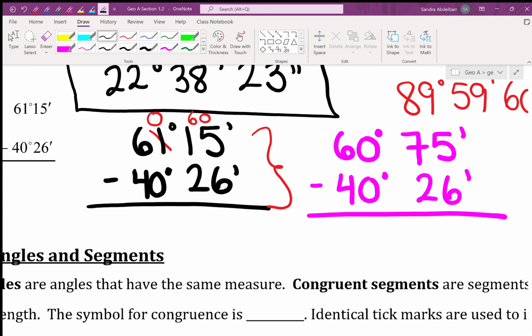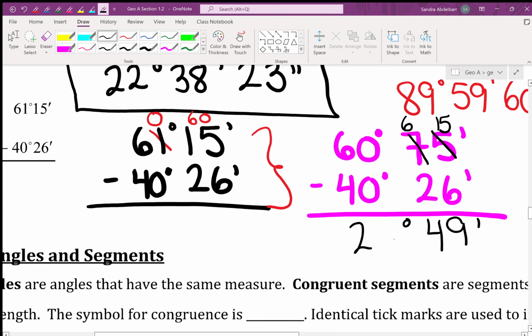And now we can take 26 from 75. And borrowing within the same measurement is good. So this becomes a 6, this becomes a 15. 15 minus 6 is 9. 6 minus 2 is 4. 60 minus 40 is 20. So we are at 20 degrees and 49 minutes.